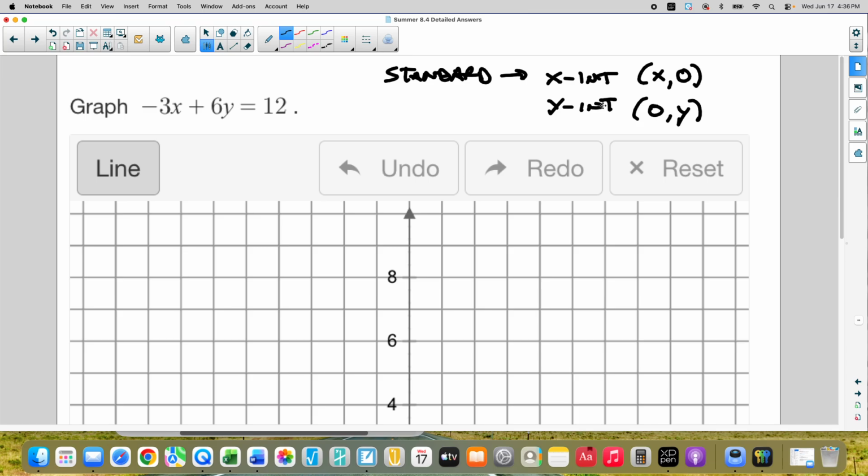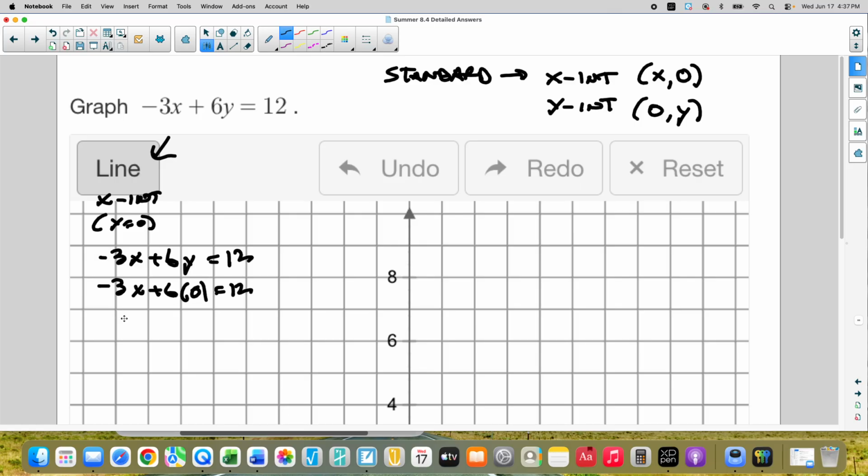So every single y-intercept has 0 for their x value. Every y-intercept will have a 0 in the x location. Every x-intercept will have a 0 in the y location. So if I want to find what my x-intercept is, I would just plug in 0 for y. So if I want to find my x-intercept, I plug in y equals 0. So -3x plus 6y equals 12. We're going to plug in that 0 for y.